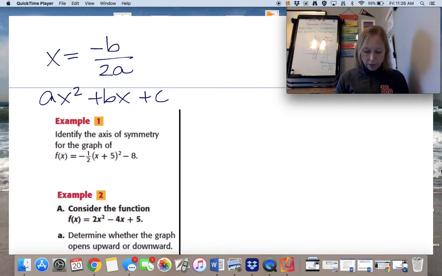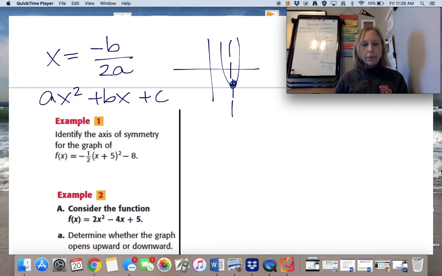Instead, what I notice is that this is in vertex form. And remember, when we have a parabola, the vertex is on the axis of symmetry, okay?